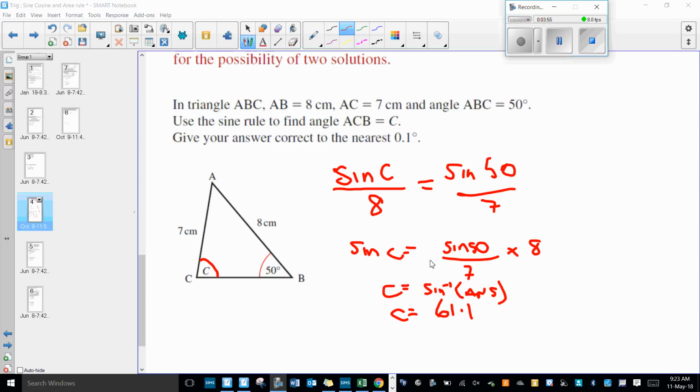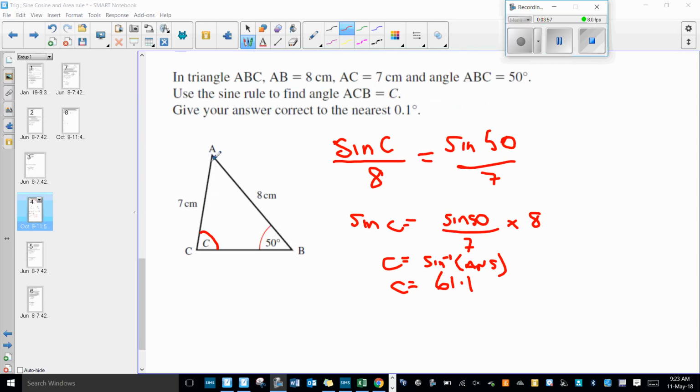However, we've just established, because it's this angle here, that there is another option. So you would say alternatively, 180 minus 61.1. Normally a question will say which 2 answers and which options, or it might say which obtuse angle.